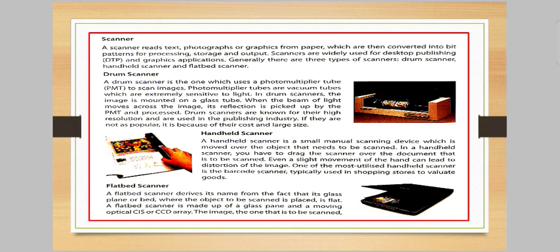So first is the drum scanner. A drum scanner is one which uses a photomultiplier tube, PMT, to scan the images. These tubes are vacuum tubes which are extremely sensitive to light. In a drum scanner, the image is mounted on a glass tube. When the beam of light moves across the image, its reflection is picked up by the PMT and processed.